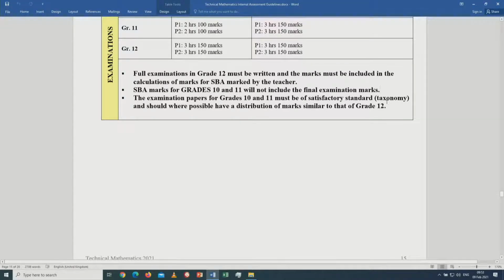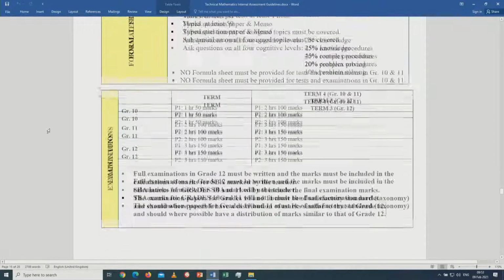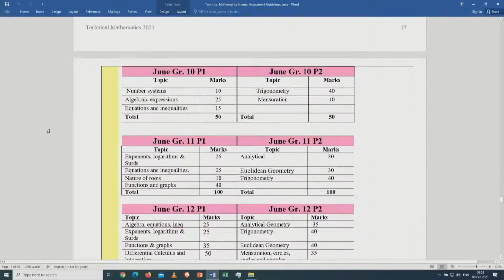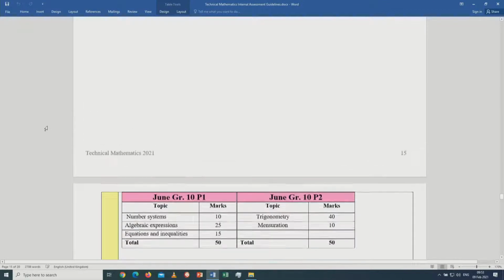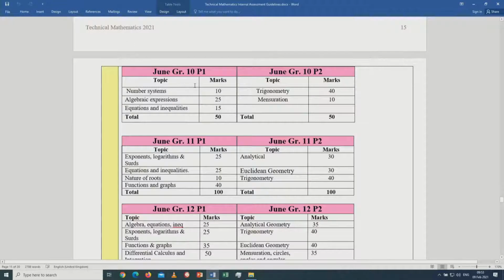I spoke about this one, cognitive levels, and should where possible have a distribution of marks similar to that of grade 12. Descriptors, cognitive levels, very important. And colleagues, here we are, the paper. Please look. In case, like I said yesterday, whether the paper is provincially set or it is set at school level. But this you must be careful of.